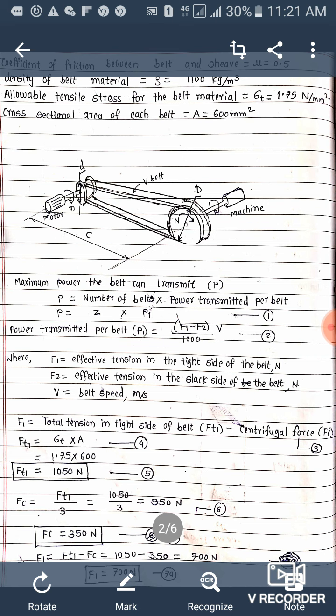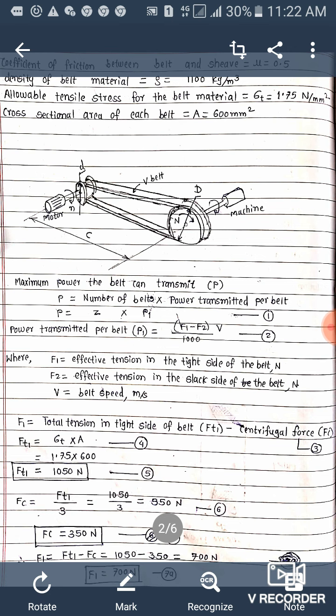In this way, the rotation or power is transmitted from small pulley to big size pulley or from motor to machine. Here some symbols are shown. Small n is the speed of small size pulley and small d is the diameter for small size pulley. Capital letters are used for the diameters and speed of big size pulley. That is, capital D is diameter and capital N is speed. C is the center to center distance between the two pulleys.